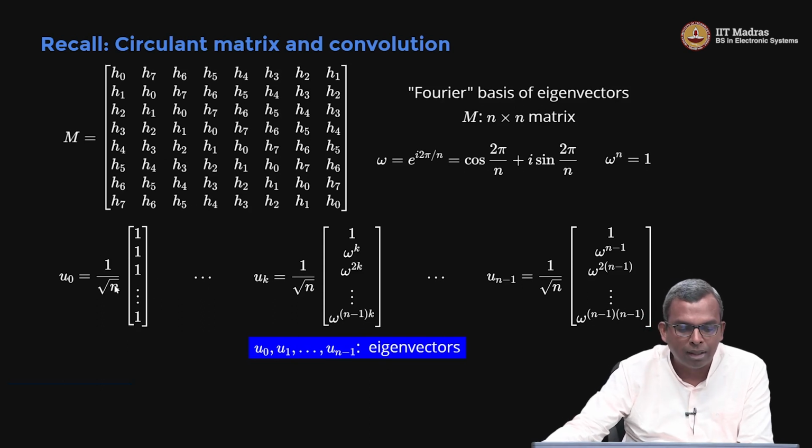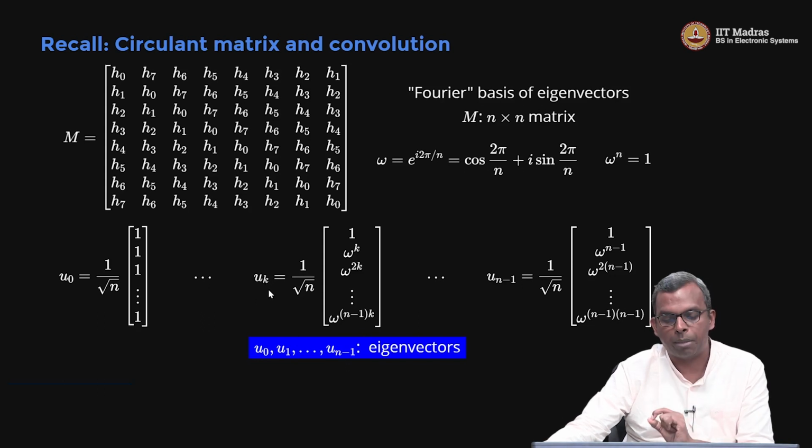So, what are these vectors? The first vector, u0, is very simple: it is just 1 by root n times all ones. And what is the kth vector? For a general uk, k is 0, 1, 2, and so on till n minus 1. For a particular value of k, what is the vector?